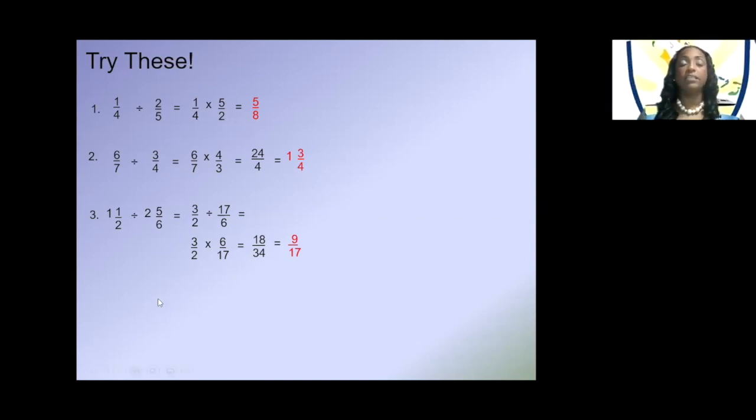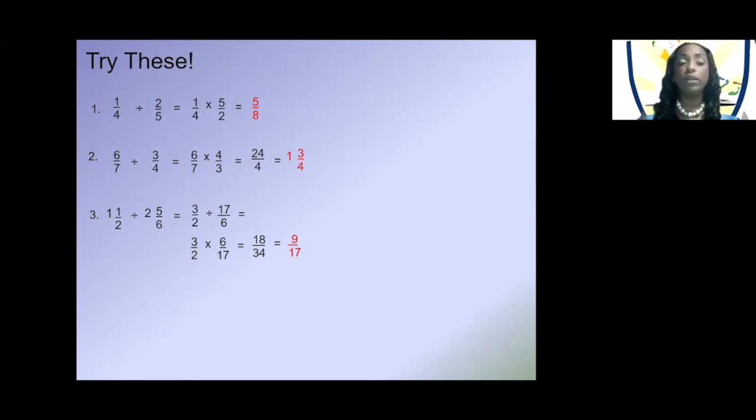Moving on to the next problem. We have 1 1/2 ÷ 2 5/6. Okay, what do you do in this case? You want to change the mixed fraction to an improper fraction. 1 × 2 = 2, add 1 = 3.